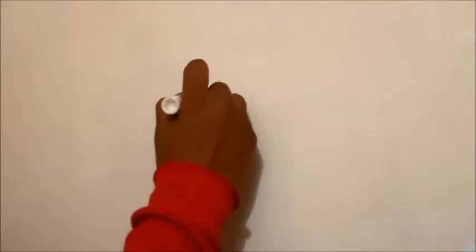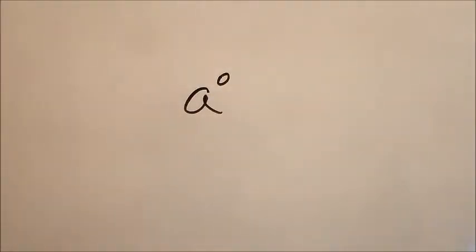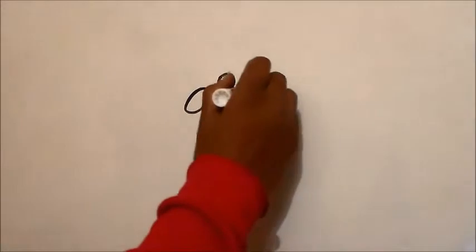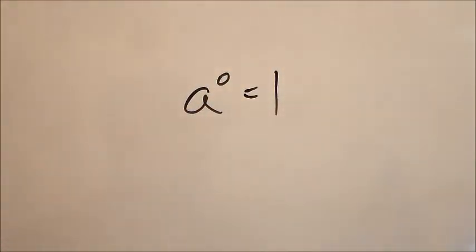Now, what is a zero exponent? Well, say we had a to the 0. If we wound up with that when simplifying, what we need to realize is that this is equal to 1. It's equal to 1.